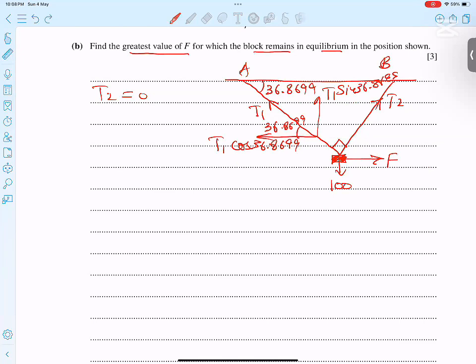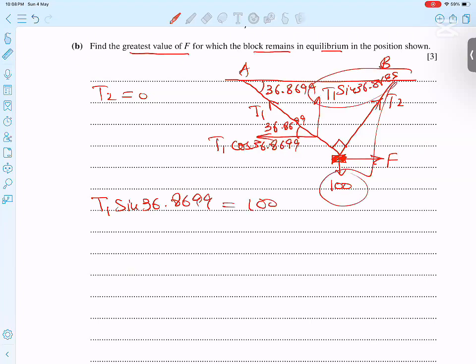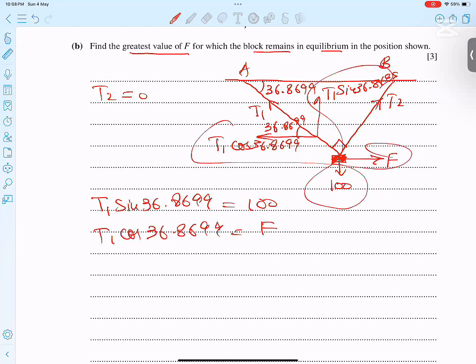So I got two equations. Let me write them for you. I'm writing now, students: T1 sin 36.8699 equals 100 Newton. I repeat my words, this equals that. And in the same way, T1 cos 36.8699 equals capital F. I repeat, this equals that and this equals this.